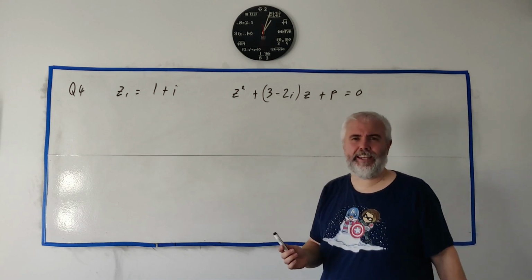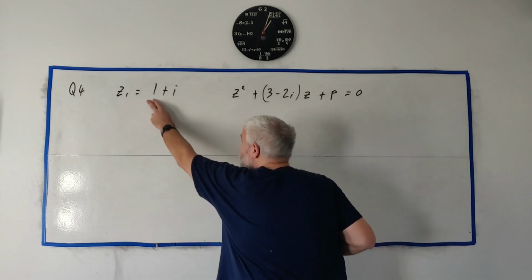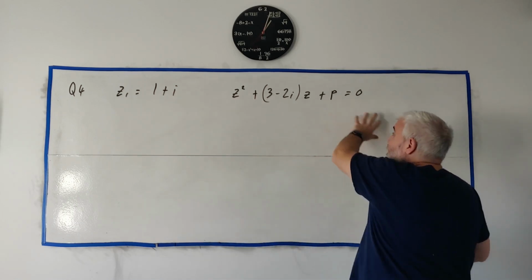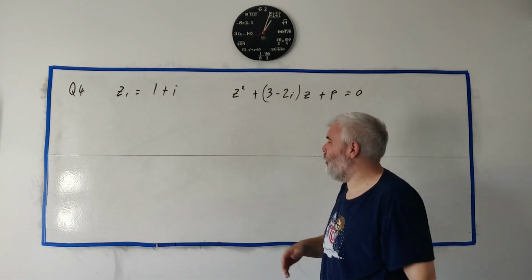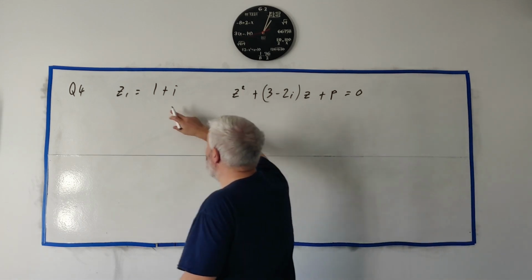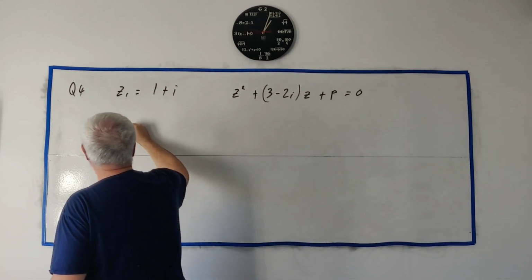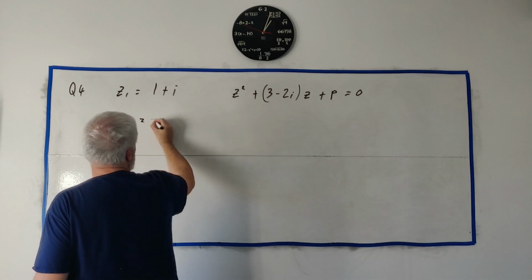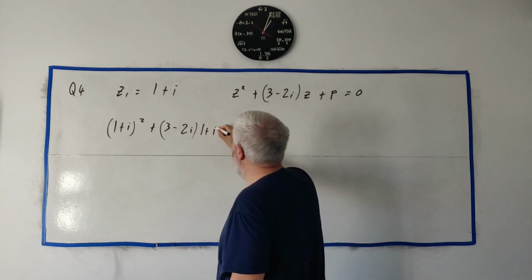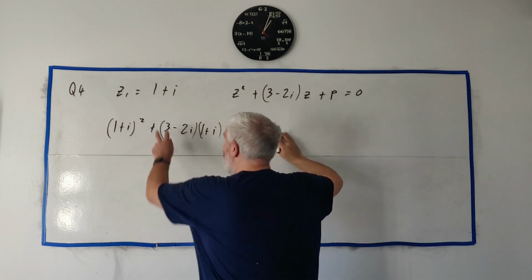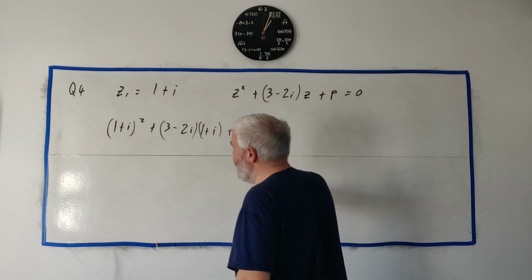There's a good few ways to answer this question. The simplest though is, if this is a root, it just goes in here and everything will equal 0. So that's the most simple way to do it. I'll do another couple of ways in a moment. So if we put this number in here, we get (1 plus i) squared plus (3 minus 2i) multiplied by (1 plus i). So everywhere I see a z, I'm just putting this root. Plus p is equal to 0.